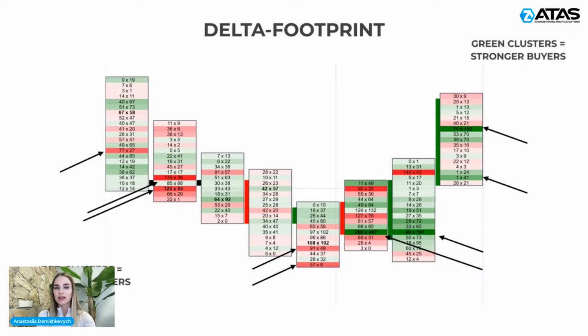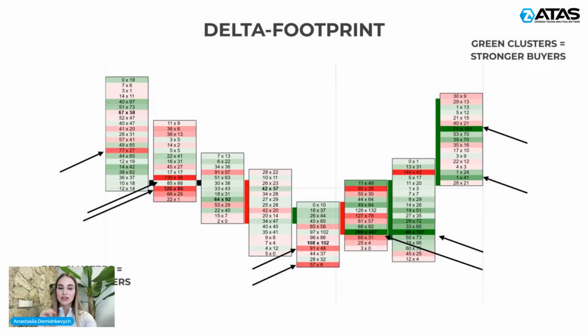For example, in this screenshot, you can see on the right side the green delta clusters appearing in the footprint, and the price starts going up. The brighter the green cells, the stronger the price pushed up, as you can see. A negative delta means sellers were more aggressive, showing pressure on the downside. And you can see on the left side, we had negative deltas, bright red clusters, and the price was slowing down. However, it's not always that simple.